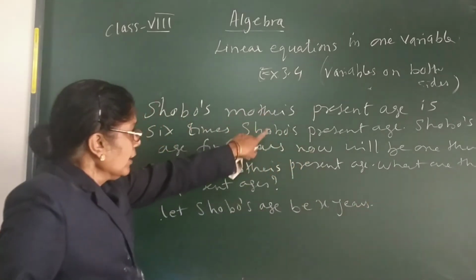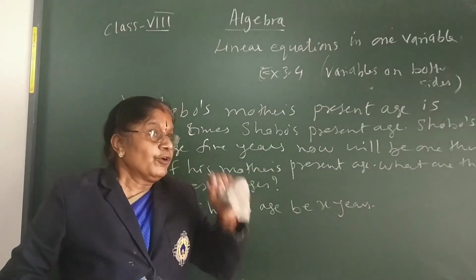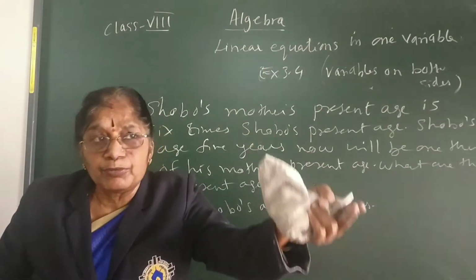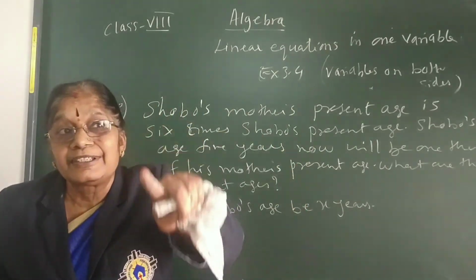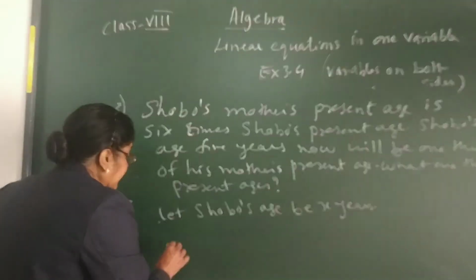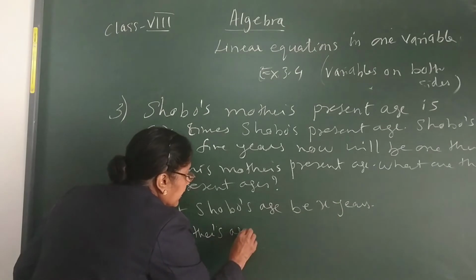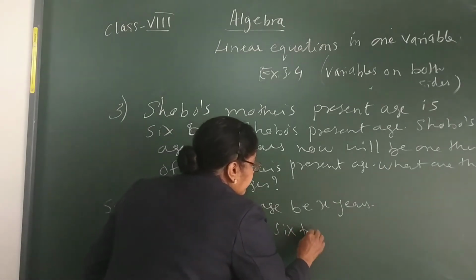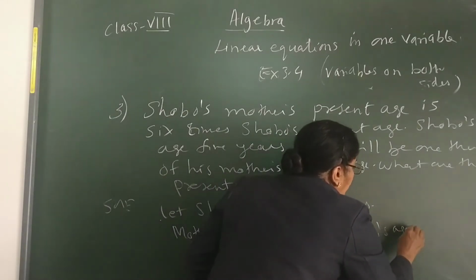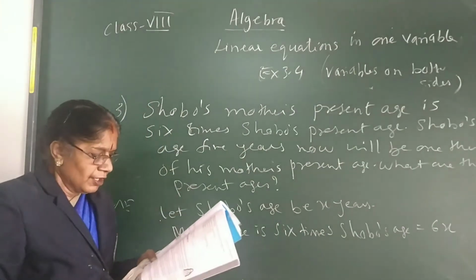What is given? The mother is 6 times. If your age is 11 years, your mother's age is 6 times more than you, which means you will do 11 into 6, 66. So the same thing we are going to do over here. What is mother's age? Mother's age is 6 times Shobo's age. So what will be her age? 6x. So we came to know mother's age is 6 times more.